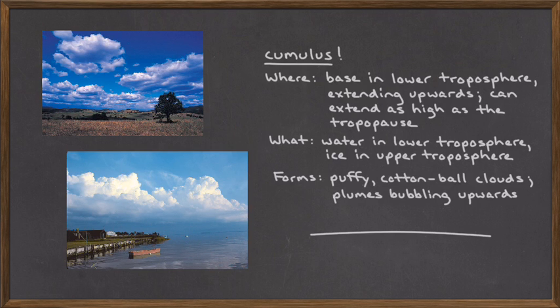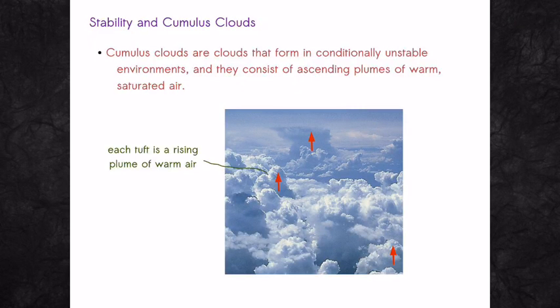Okay, so now let's talk a little bit about when these different kinds of clouds form, and a little bit about why that is. So let's start with cumulus clouds. This is the one we're going to focus on mostly because this is going to be the type of cloud that can lead to thunderstorms. And cumulus clouds are clouds that form in conditionally unstable environments. So this is tying back into this notion of stability that we talked about in the last screencast. If you remember, there are three different categories of stability. There's stable, there's unstable, and there's conditionally unstable.